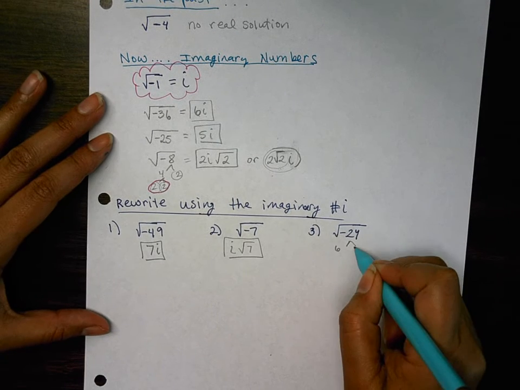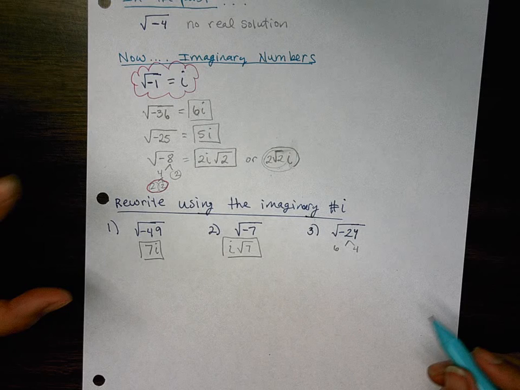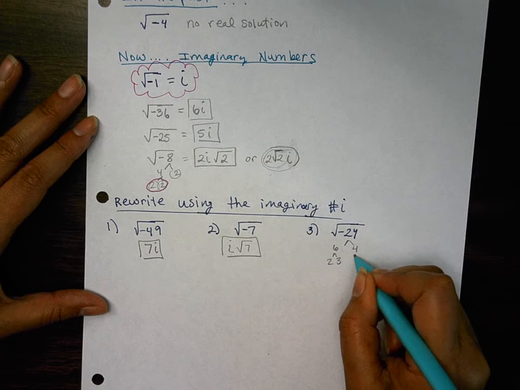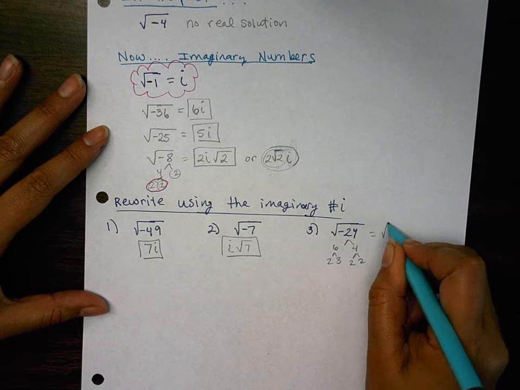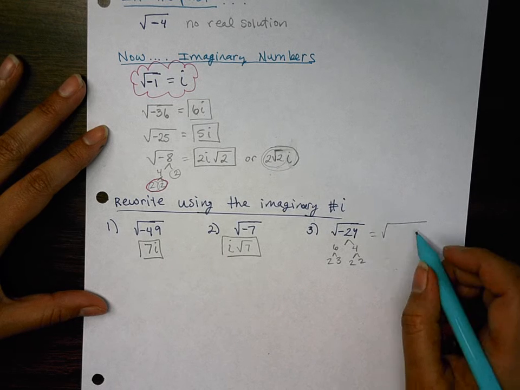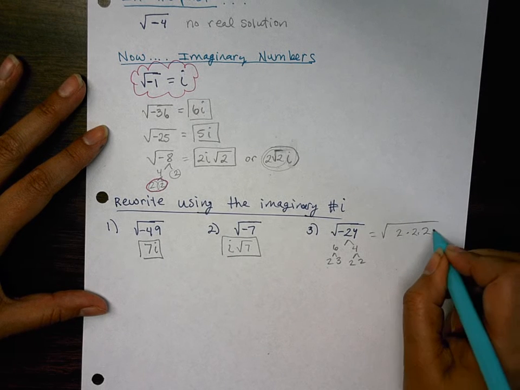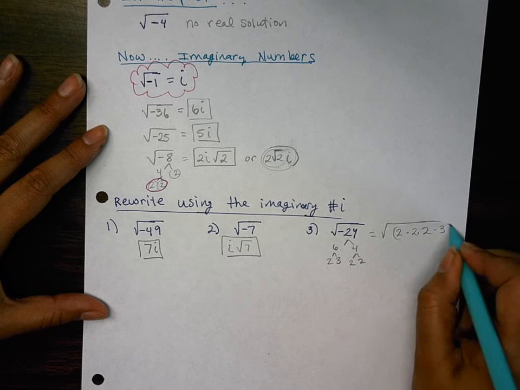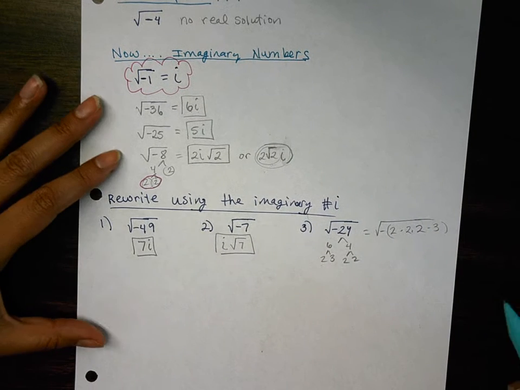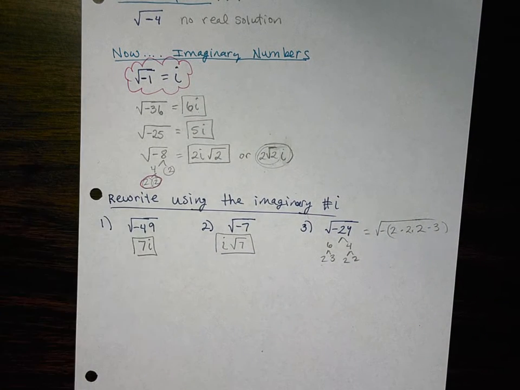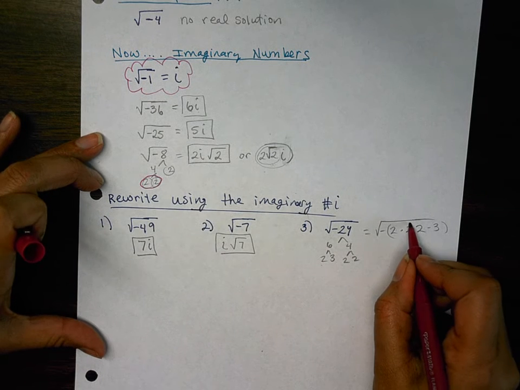12, 3, 4. What do you guys want to use? 6 and 4. If anyone else used 8 and 3 or 12 and 2, go for it. 2 and 3, 2 and 2. What is that? 1, 2, 3 twos. 1, 2, 3, and a 3. Just going to put that negative sign in there. Okay, what's coming out?